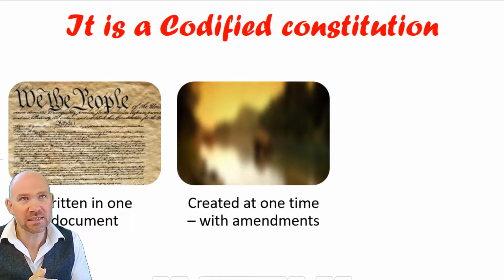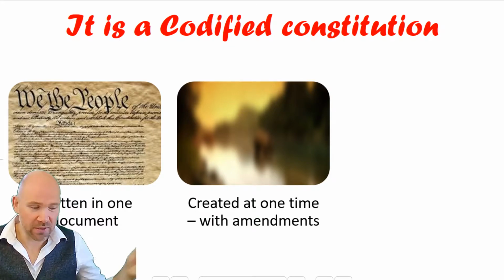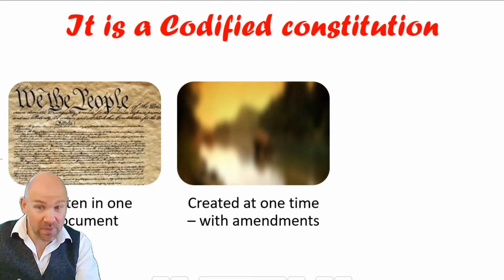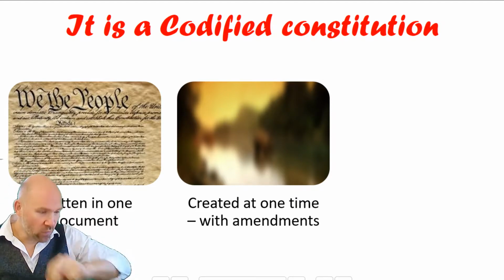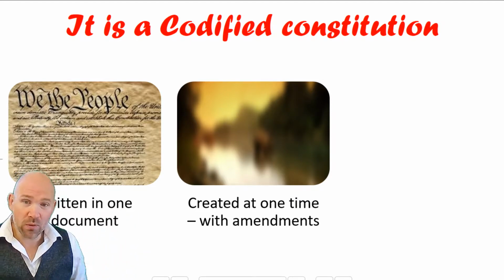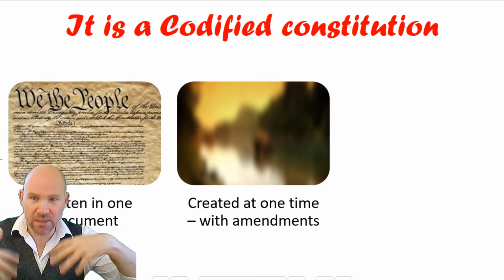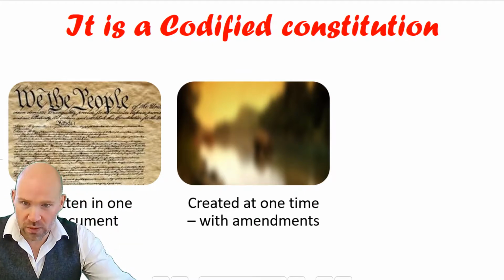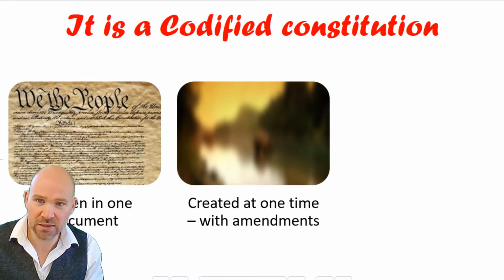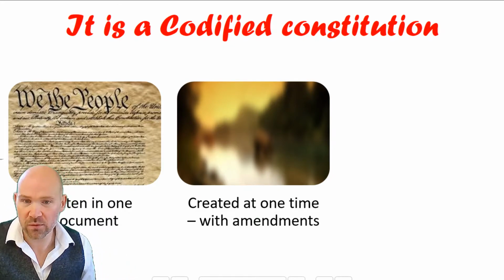It was also created at one time. Now, this one isn't necessarily necessary, but nearly all countries with codified constitutions, this is what has happened. The group got together either at the beginning of the country or after some sort of revolution, and together they wrote down this constitution. Now, all constitutions will have amendments as well. So the original constitution is made in, say, 1950, and then you get amendments in 1955, and then more in 1960, and more in 2019. But the original document is created at one time and then developed on from there.